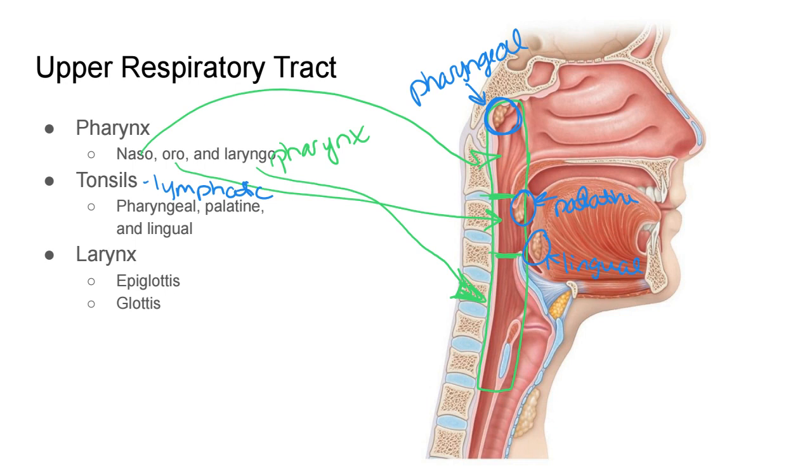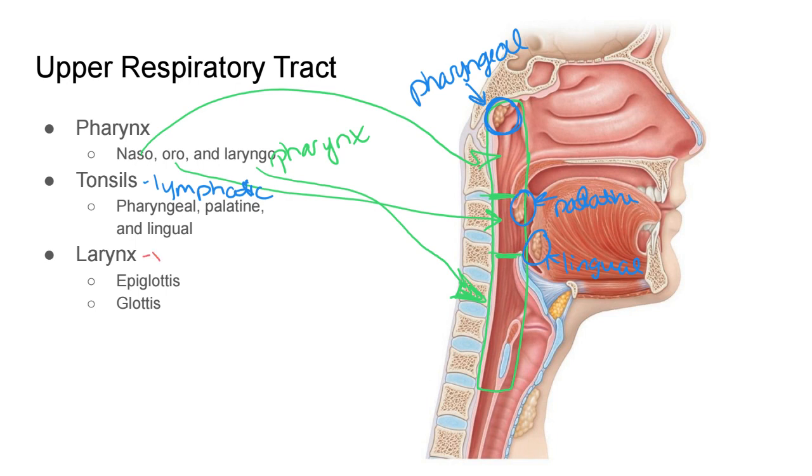Lingua is tongue. Okay, these are a first line of defense. Their job is going to be to help trap pathogens. They're not an only line of defense, though, which is why you can get them removed, and it's not necessarily a big deal. And then the last part of the upper respiratory tract is the larynx.